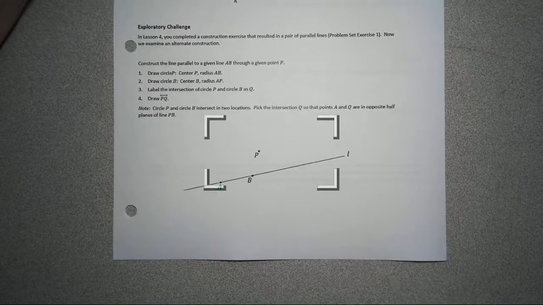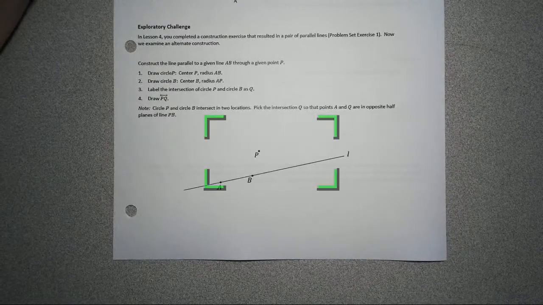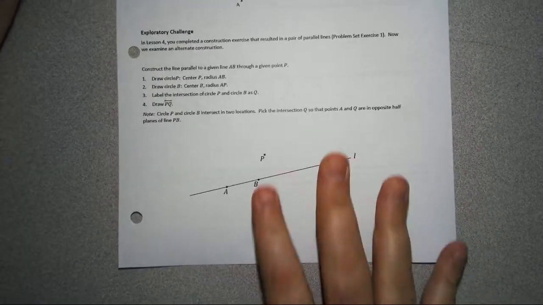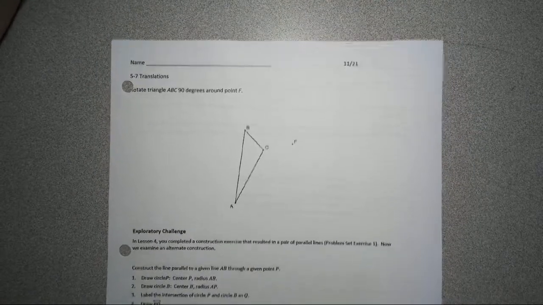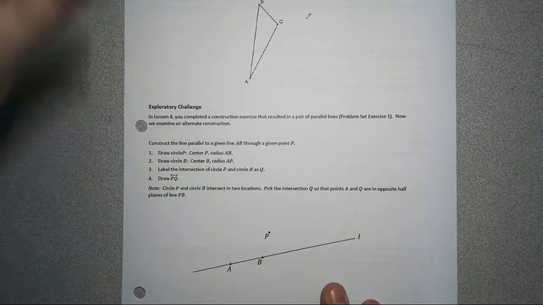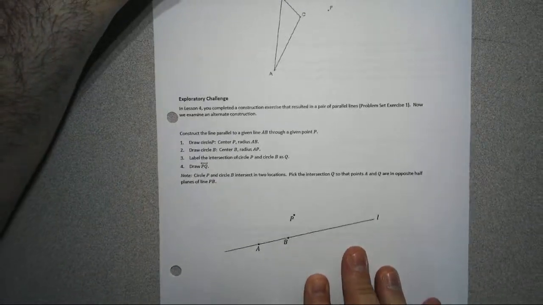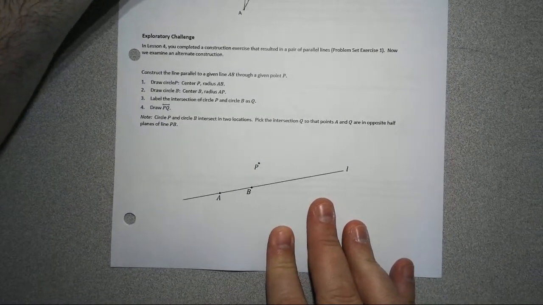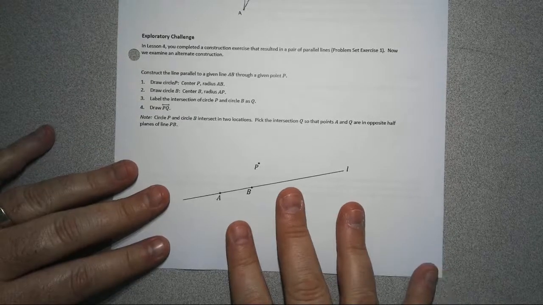We are doing a little bit of the translation worksheet that we covered today in class. So this is the translation worksheet, and we're doing how to translate a point with a compass and a straight edge. So, real quick, just a little review of what we talked about.